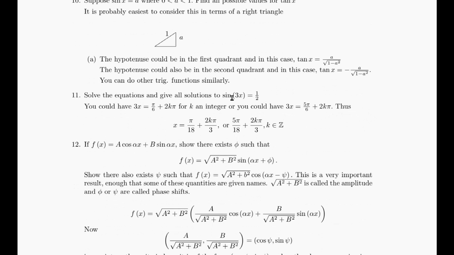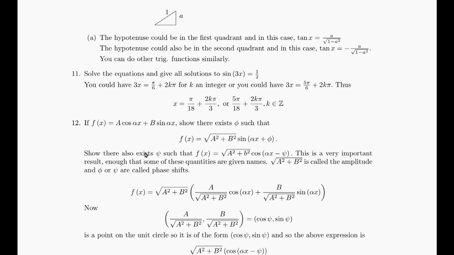All right, I want to find all the values of x that make this true. Well, this is equal to a half exactly when 3x is pi/6 plus a multiple of 2 pi, or 5 pi/6 plus a multiple of 2 pi. And so the answer is x is equal to anything of this form where k is an integer, or anything of this form where k is an integer. All right, so that gives you all the solutions.